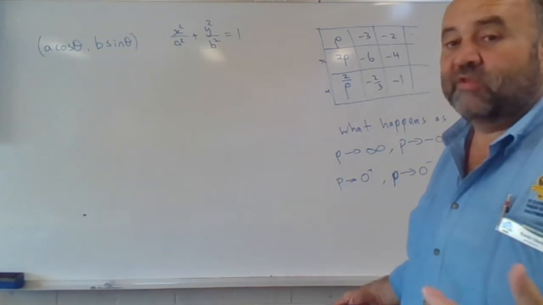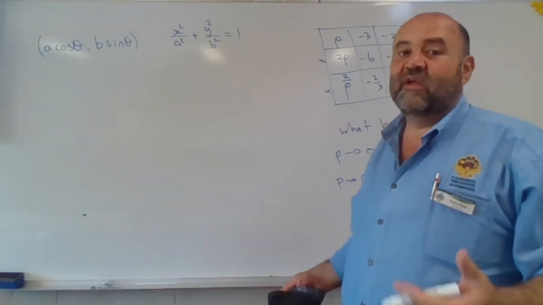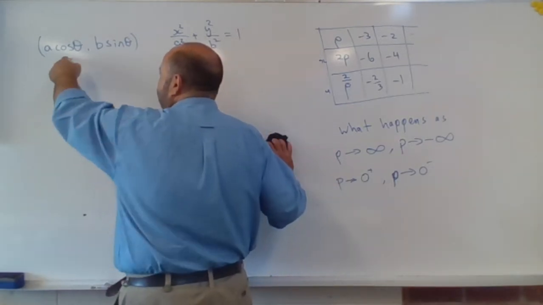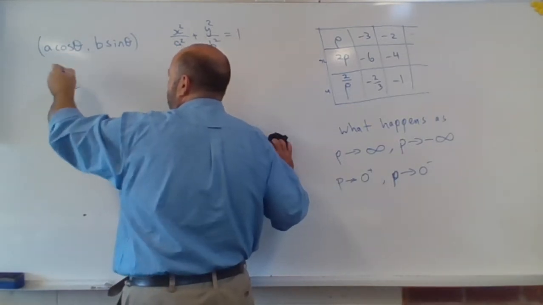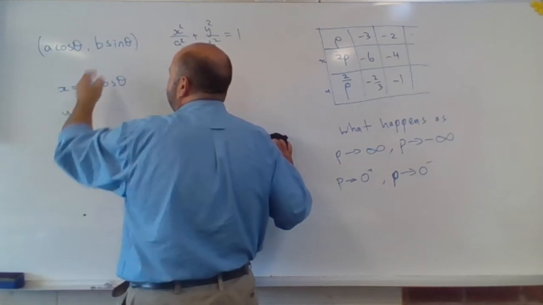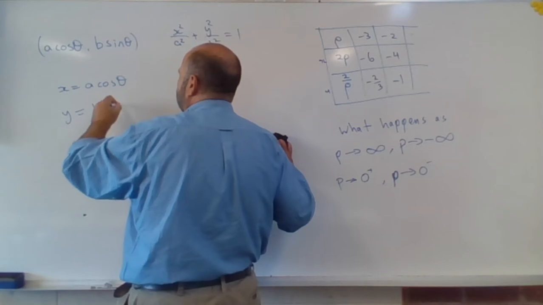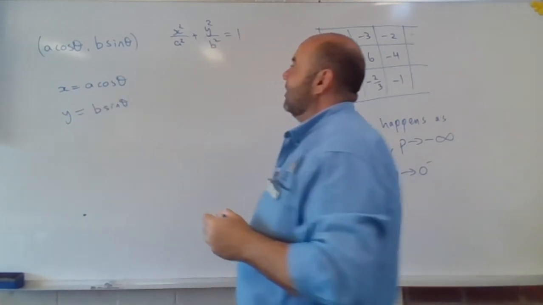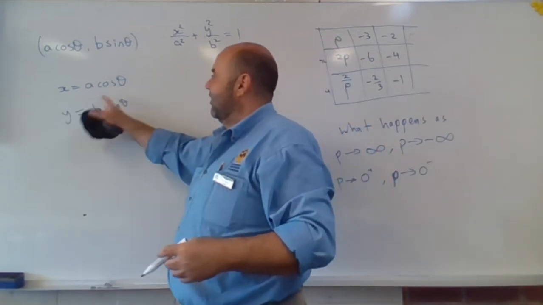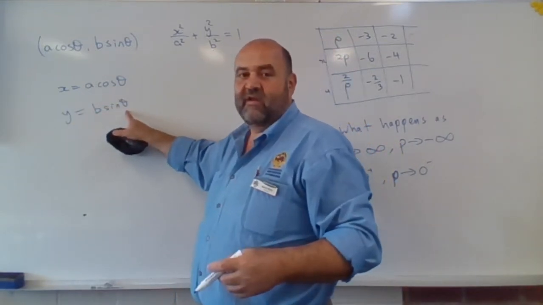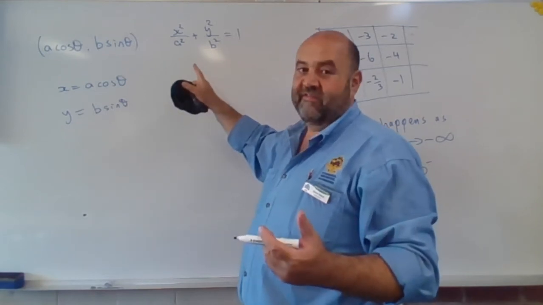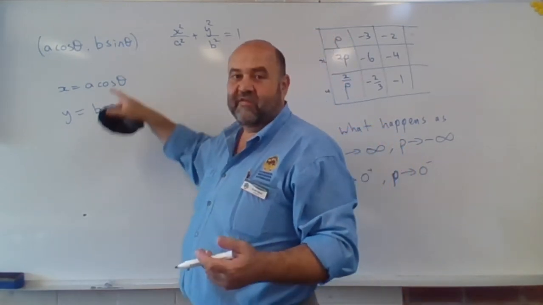Okay, so what do we do? Well, we do exactly what we did last time. Last time we started off with x equals the x coordinate with the parameter, a cos theta, y is b sine theta. And now they want us to eliminate, so we've got an x, an a and a theta, a y, a b and a theta. Over here we've got x's and a's and y's and b's and no thetas. So we need to eliminate theta from this thing.